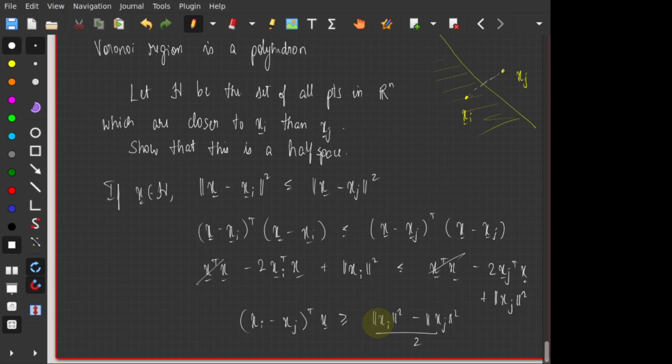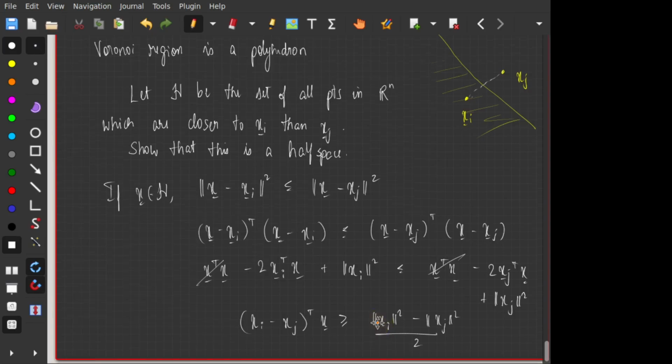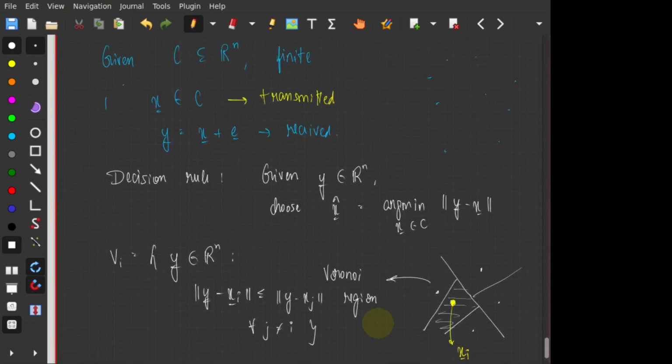So this is for 2 points, right? We pick one pair of points. But then what about the more general case where you have a finite set of points? How do you decide that this is a polyhedron?